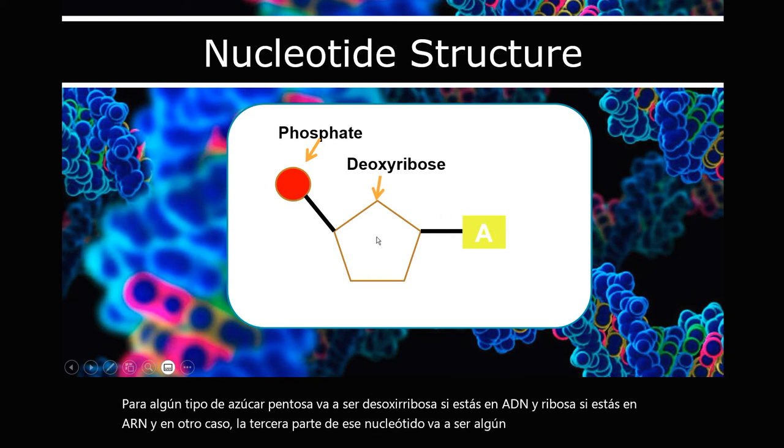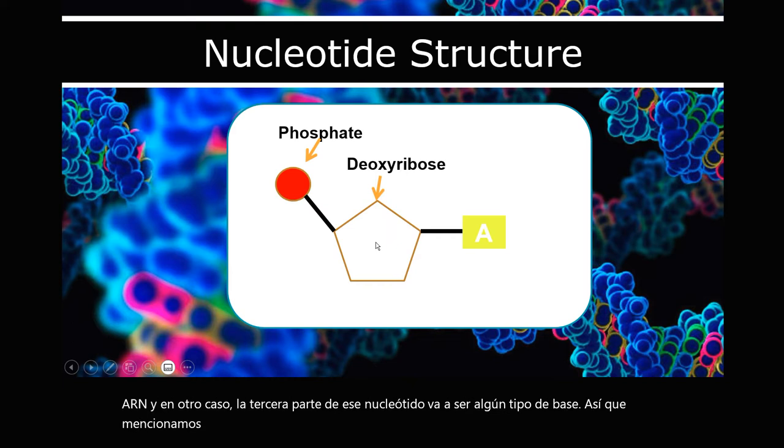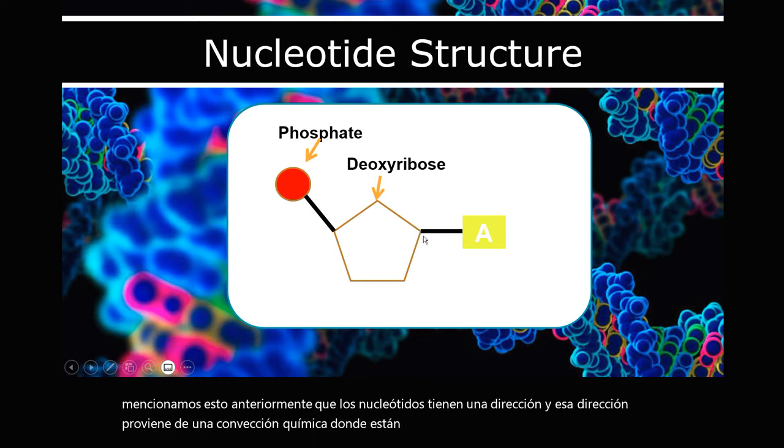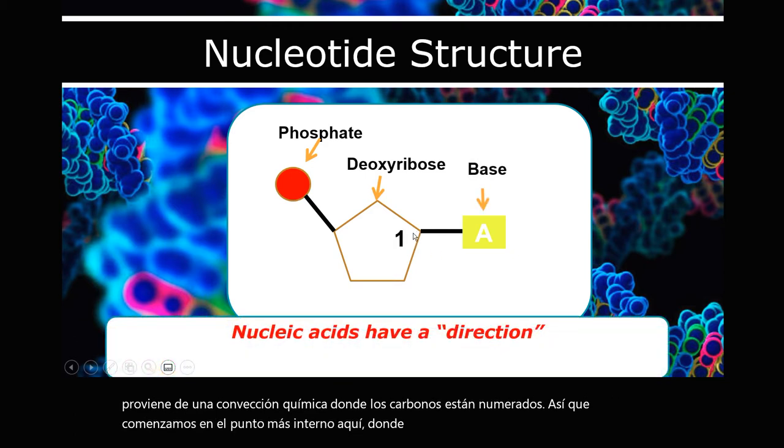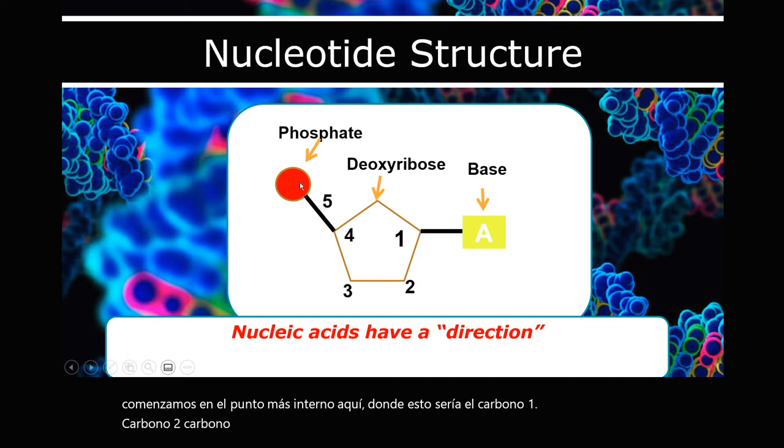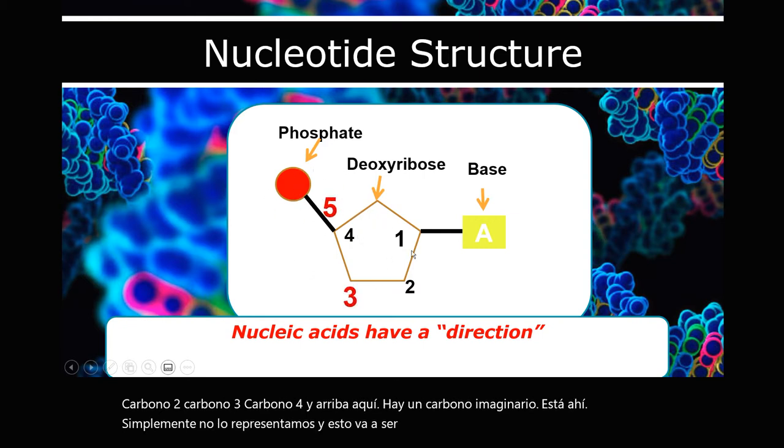So we did mention earlier that the nucleotides do have a direction, and that direction comes from a chemistry convention where the carbons are numbered. So we start on the innermost point here, where this would be carbon 1, carbon 2, carbon 3, carbon 4, and up in here there's an imaginary carbon. It is there, we just don't depict it, and this is going to be carbon 5. So this would be the direction of the nucleotide. It has a top side, and the top side is going to be the 5' and the bottom side is going to be that 3'.